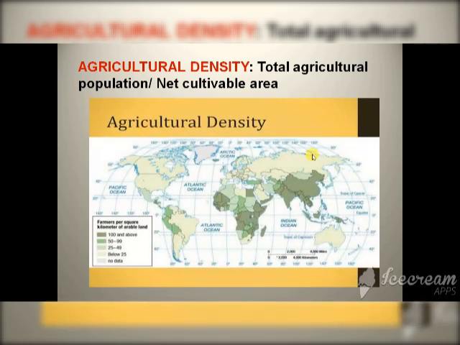Now, this is the map for agricultural density. In India, our agricultural density is 100 and above, obviously, because India is an agrarian country. In each density, we have more than 100 persons per square kilometer, because more than 70% in India depend on agriculture. So that is why the density is so high. So this was all about physiological and agricultural density.